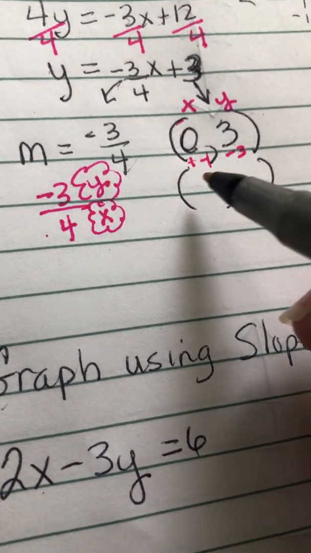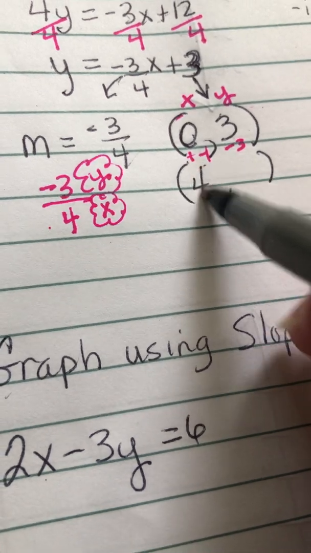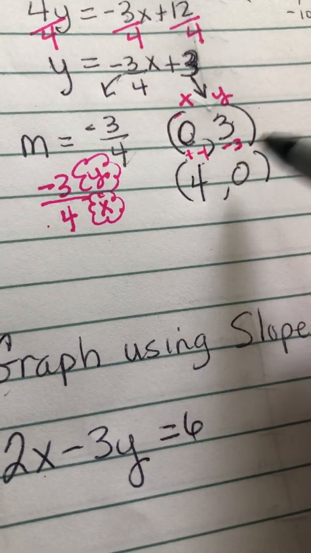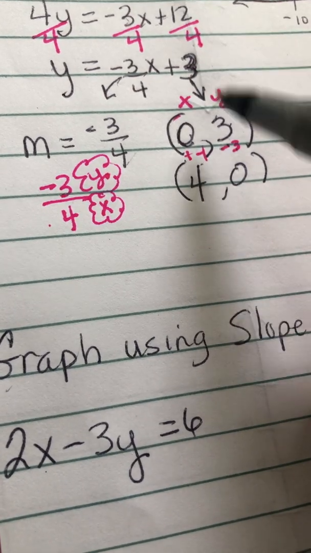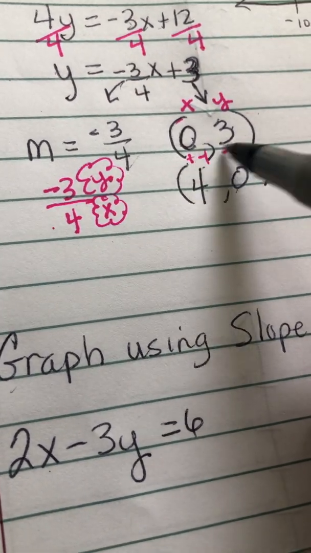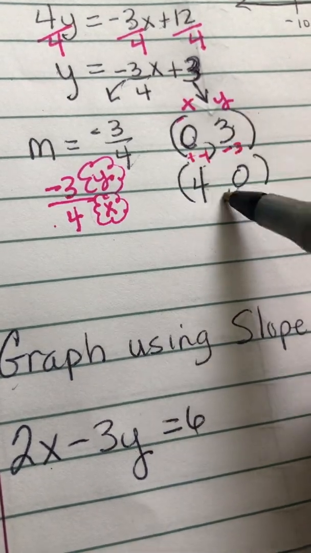So the next set then, 0 plus 4 is 4. 3 minus 3 is 0. So 0, 3 was the first set. That came from the equation. And then 4 and 0 came from using the slope to change those numbers.